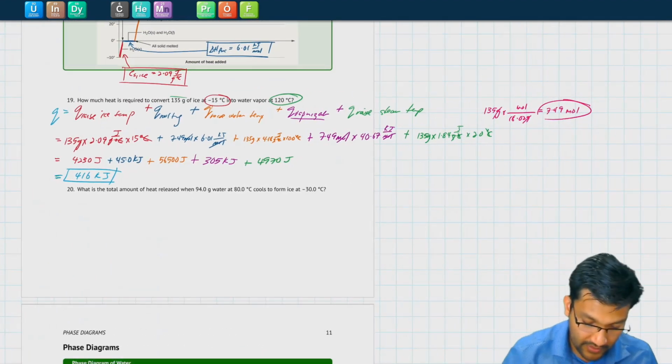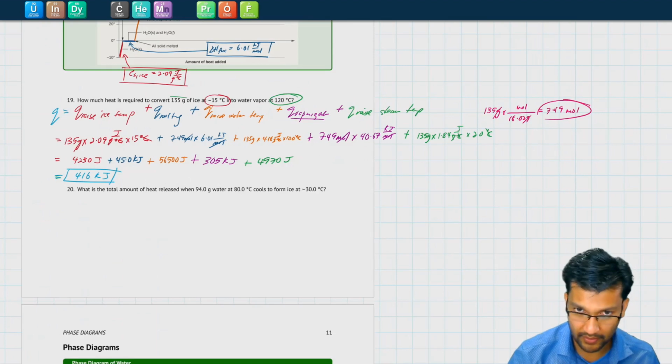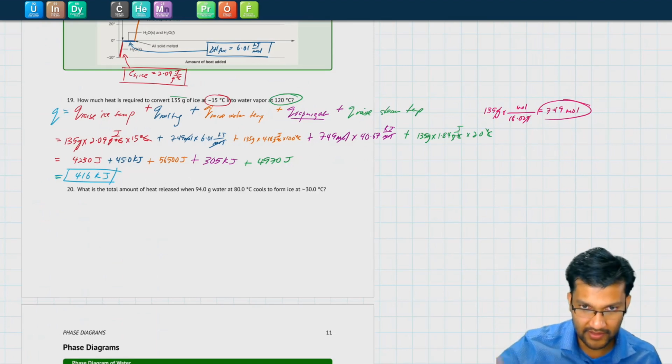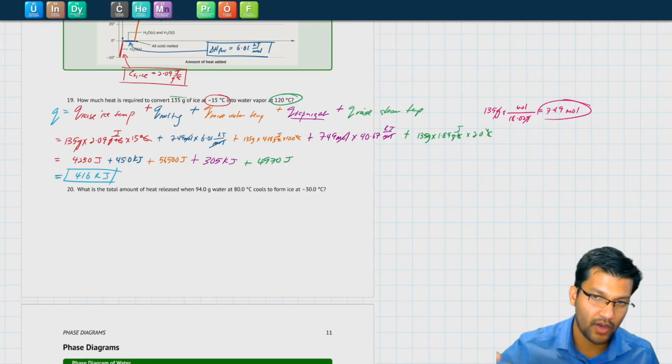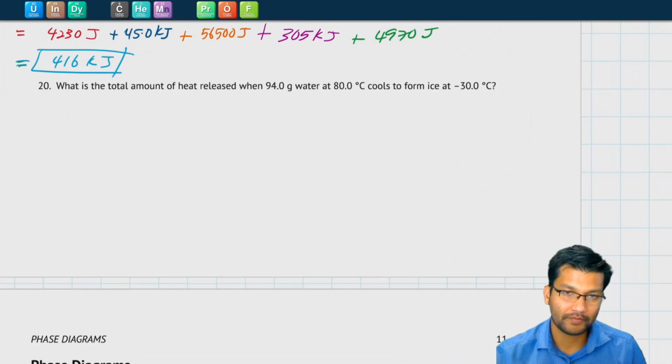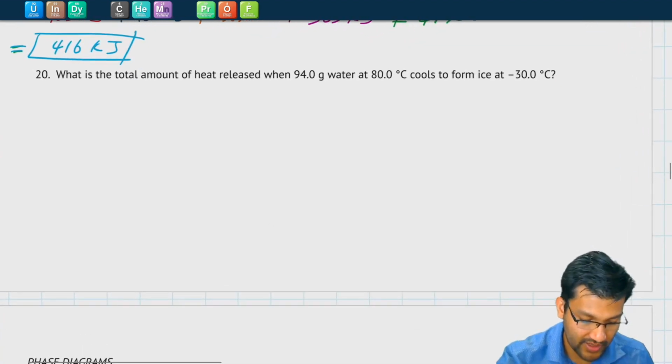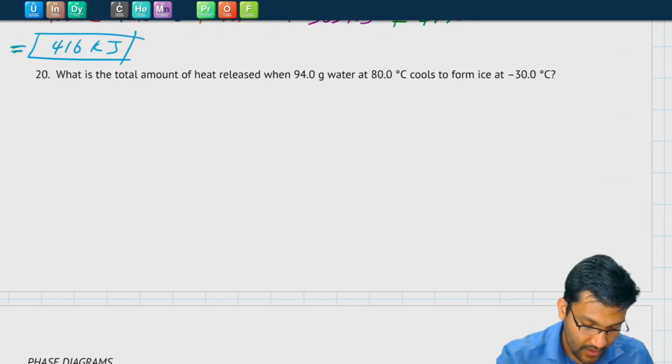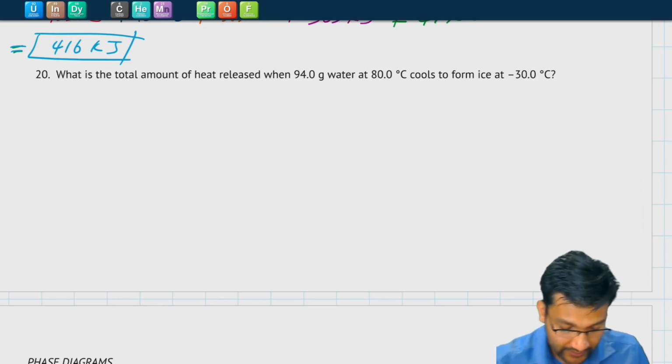All right, so it's a lot of steps, but we got there, right? We raise the temperature of ice, we melt the ice. We raise the temperature of water, we vaporize the water, we raise the temperature of the steam. Try to do number 20 on your own. Same process, it'll take a while maybe, but try to do number 20 on your own.